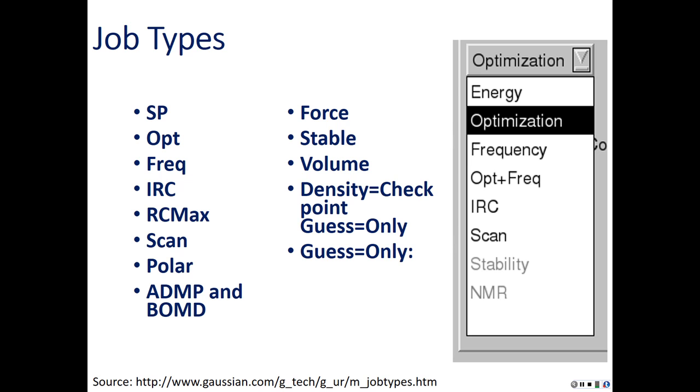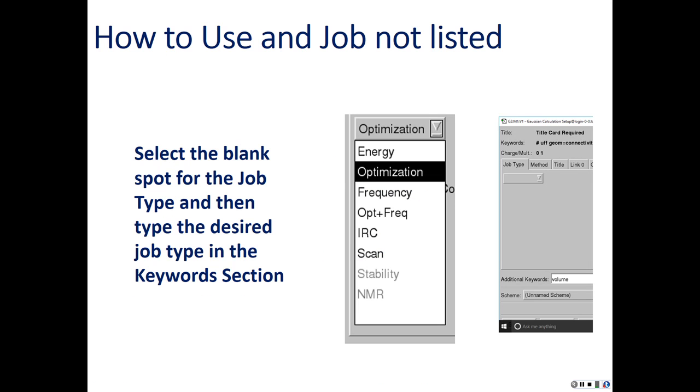So if you wanted to use a job type that's not listed there, you would click into the blank at the bottom, like this, and then type the job type that you actually want to do in the additional keywords.